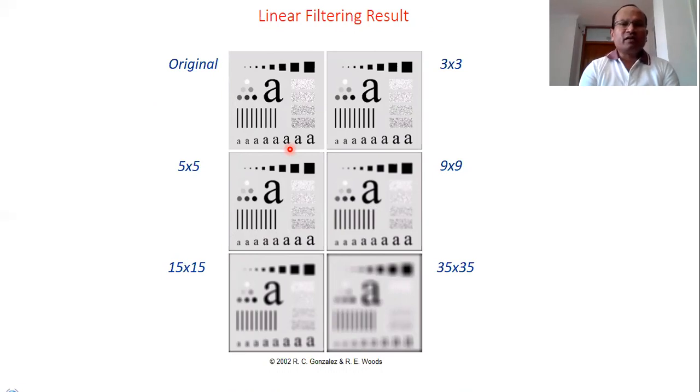If we apply the linear filtering operation to the original image, which is shown here as A, with a 3x3 neighborhood linear filtering mask, we'll get this output. 5x5 will get this. 9x9 will get this. For 15x15 we'll get this output. For 35x35 we'll get this output. Now let us understand which result is better, whether the result for 3x3 is better, or 5x5, or 35x35.